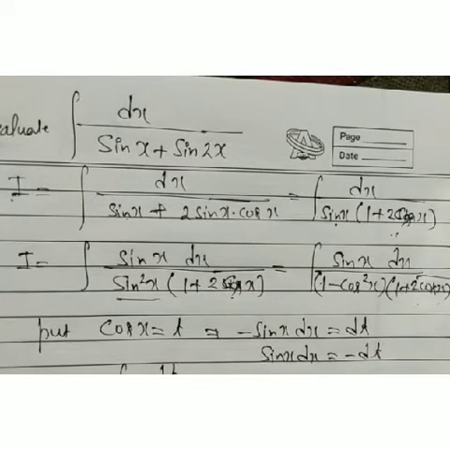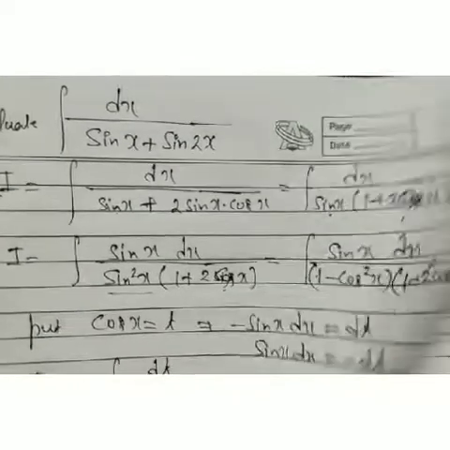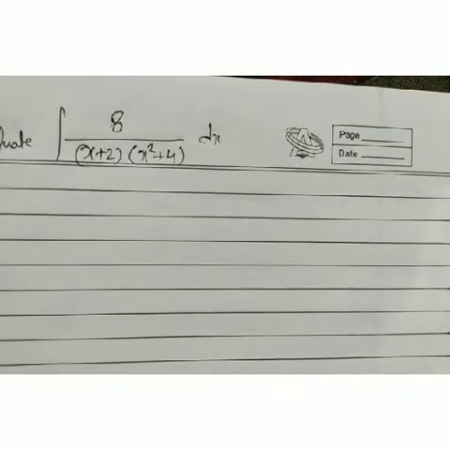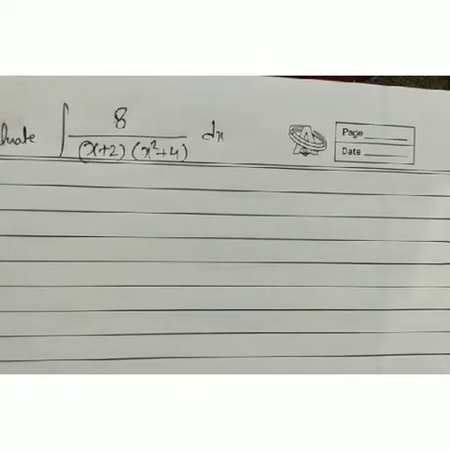Now we are going to move on to our next problem. Let's see what our next problem is. We have to find the integration of 8 upon x plus 2 and x square plus 4. Look, one factor in the denominator is x plus 2, and the second one is x square plus 4.